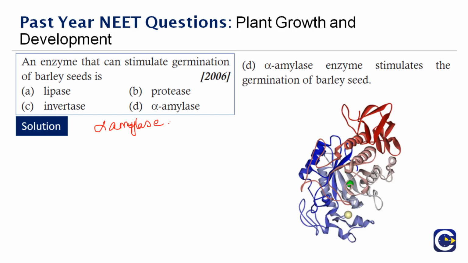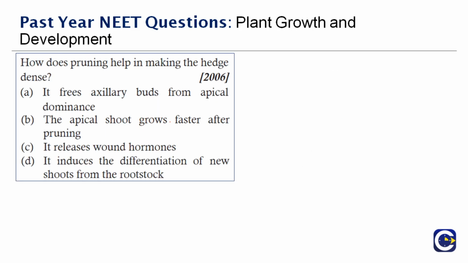And this is a 3D structure to your right side of how alpha amylase will look. Okay, fine. Next question here. How does pruning help in making the hedge dense? So what do you mean by pruning? What is the common meaning of pruning? See, when we talk about pruning, maybe you can consider it as trim.